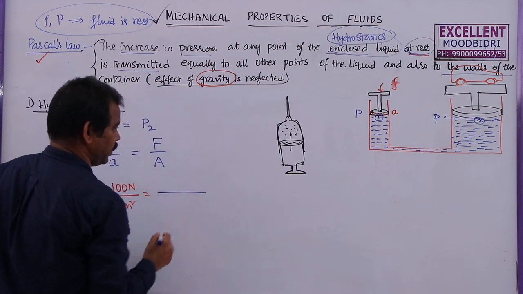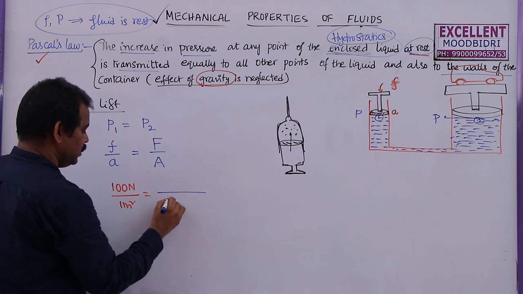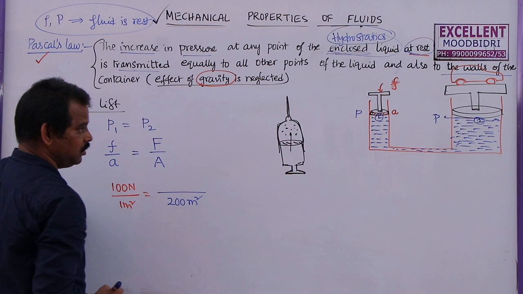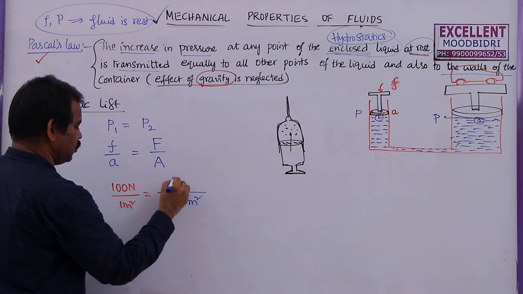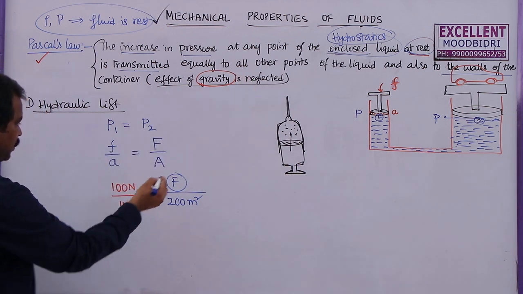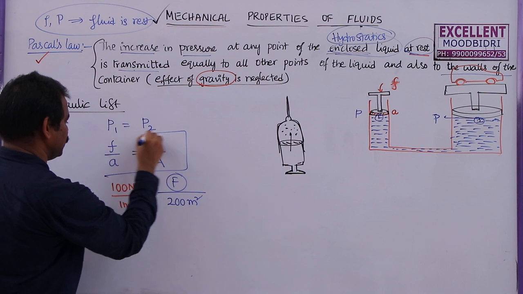So what am I going to write? If the cross-sectional area of the second piston is, let us say, 200 meter square, then how much force can we lift with that? Not only a car, any body. Now, from this, what can we write? Force. This is an example, so this is the actual formula.